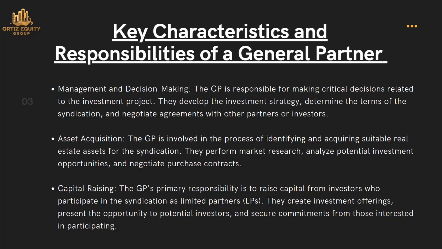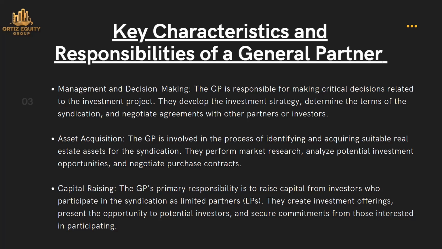Now, the third point we have here is capital raising. The GP's primary responsibility is to raise capital from investors who participate in the syndication as limited partners, aka LPs. They create investment offerings, present the opportunity to potential investors, and secure commitments from those interested in participating. Now, as general partners and as syndicators, a lot of times we actually have a lot of money at risk when it comes to deposit, due diligence, inspection report, environmentals, and many more.